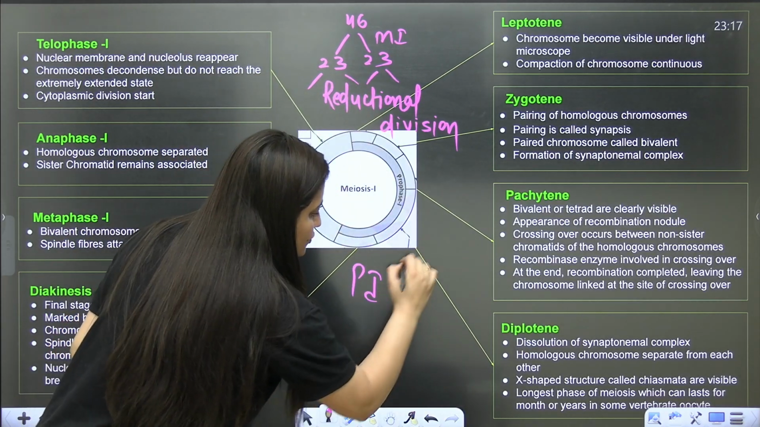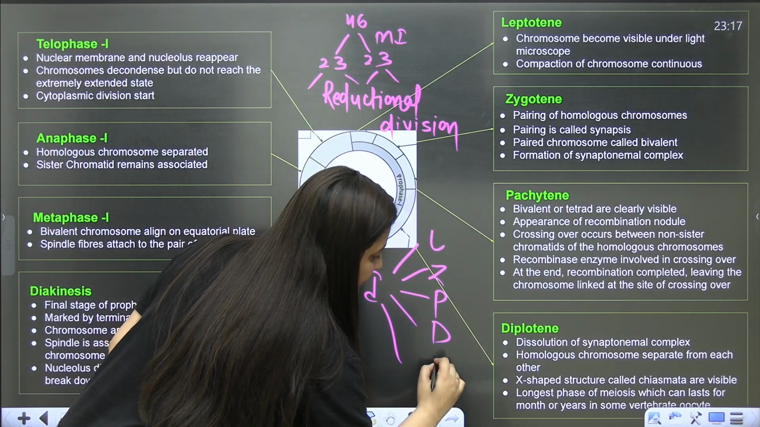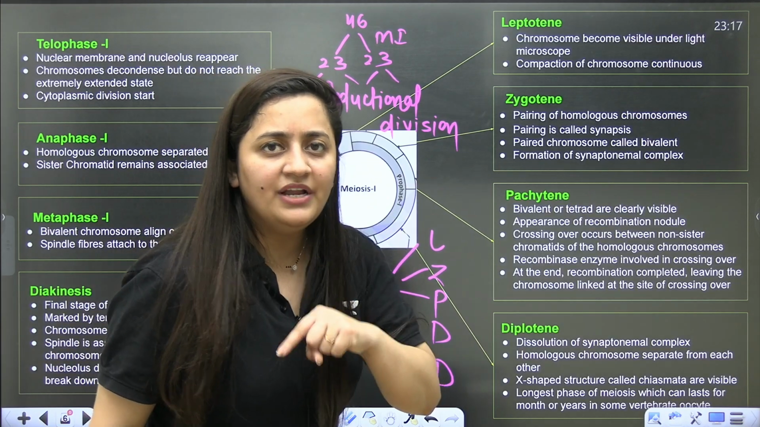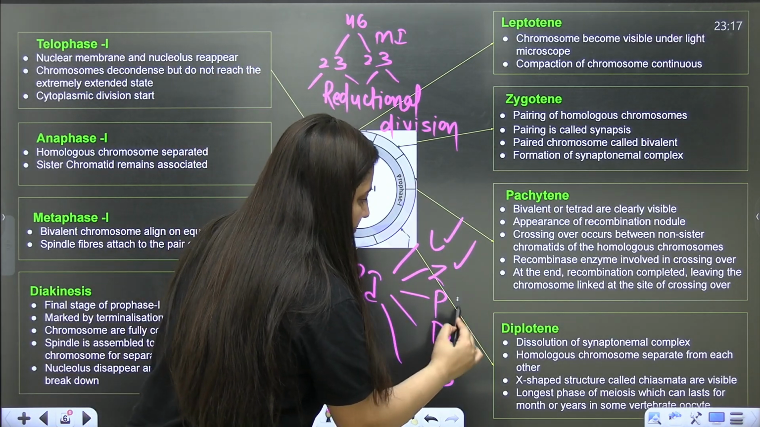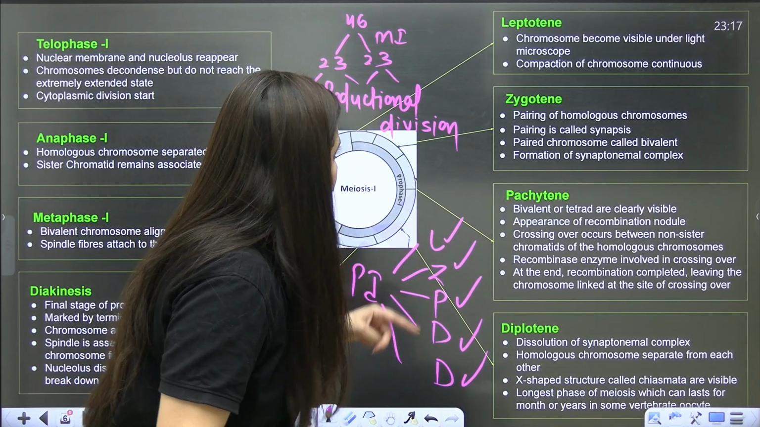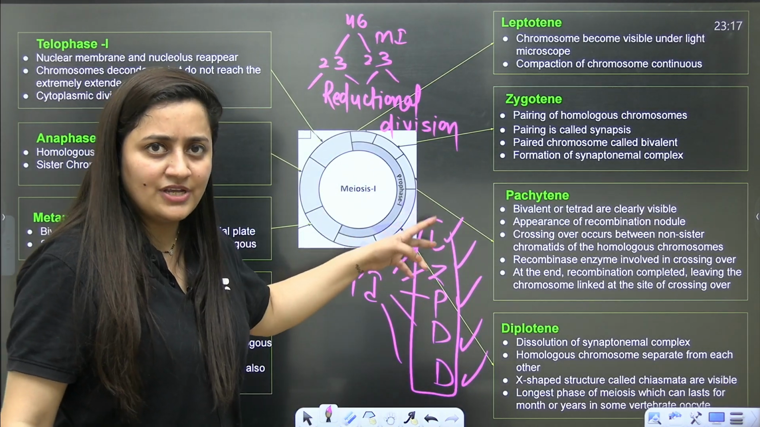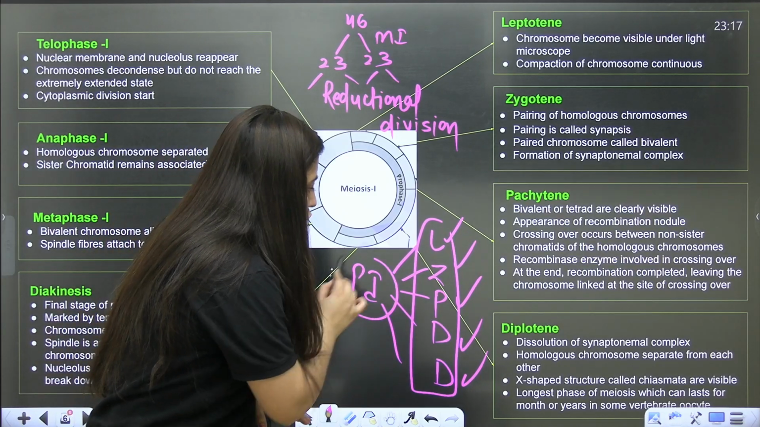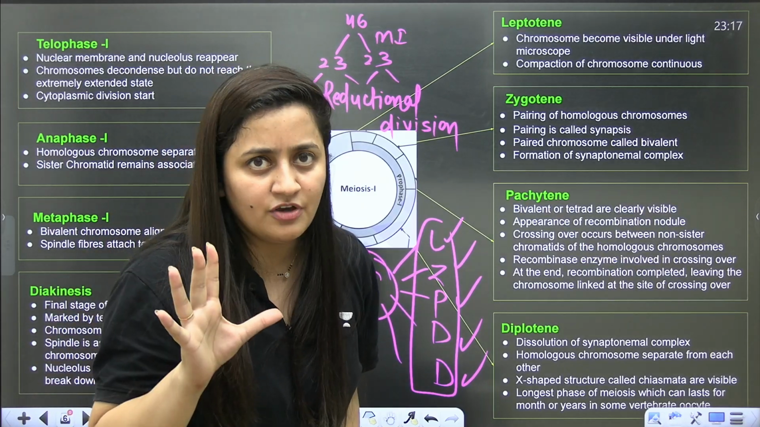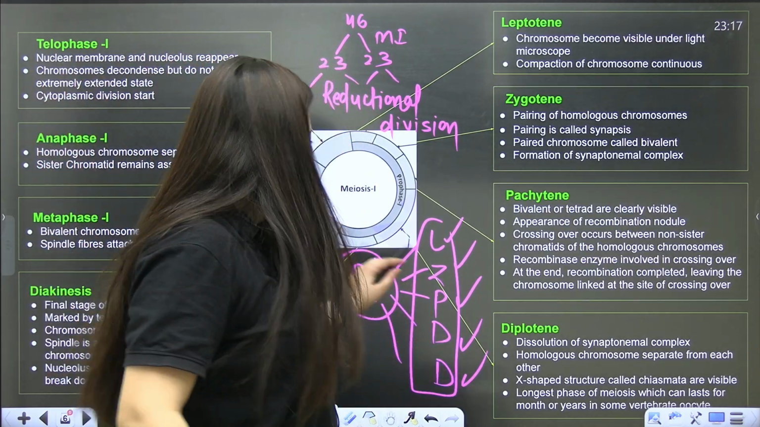When it is prophase 1, you will have 5 substages, LZPDD. What's that? Leptotene, zygotene, pachytene, diplotene, diakinesis. So let's remember what is present in these substages. Prophase 1 is the longest phase of all the divisions. Prophase 1 is the longest subphase.